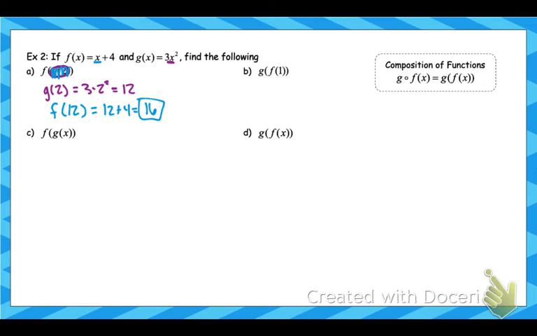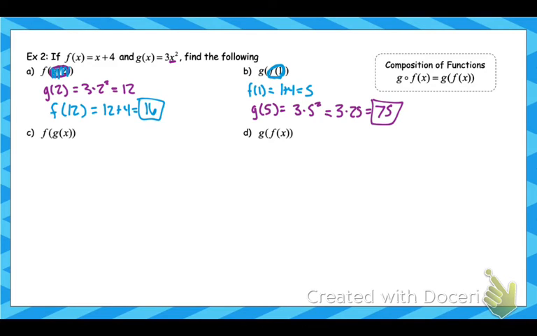All right, let's try another one. g of f of 1. So start on the inside. f of 1 means take 1, plug it in for x in the f of x function. Then that replaces what we just found. So f of 1 is now 5. So now I'm finding g of 5. So g of 5 means take 5, plug it in for x in the g of x function. So 3 times 5 squared, that's 3 times 25, which is 75.